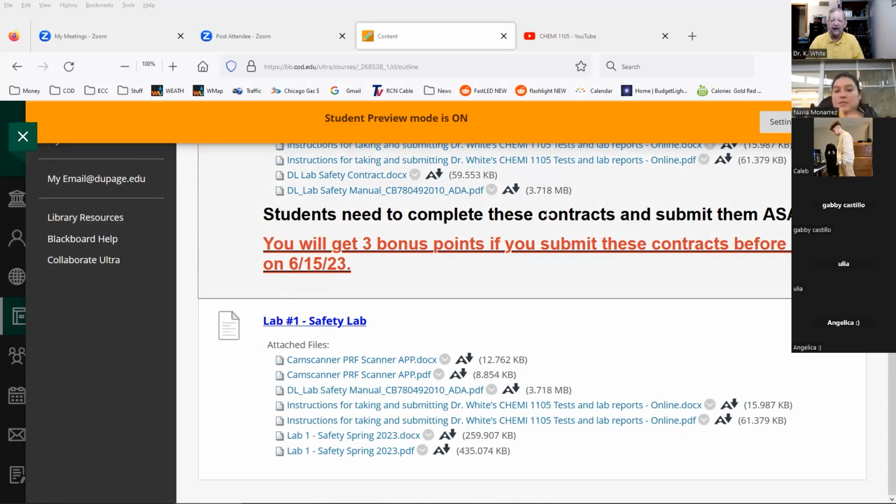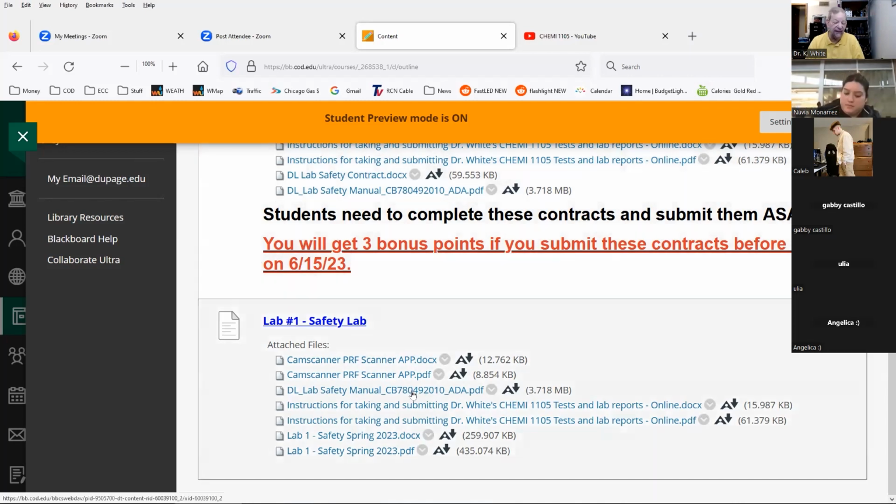All right, let's talk about today's lab. I'm trying to go down and I realize I'm in student view. You don't see it anymore. I do in my view. But anyways, you'll see lab number one, safety lab. All the way at the bottom, you'll see lab one, safety lab, spring 2023. Don't worry about spring, it's also for summer. I didn't change the name, bad Dr. White.